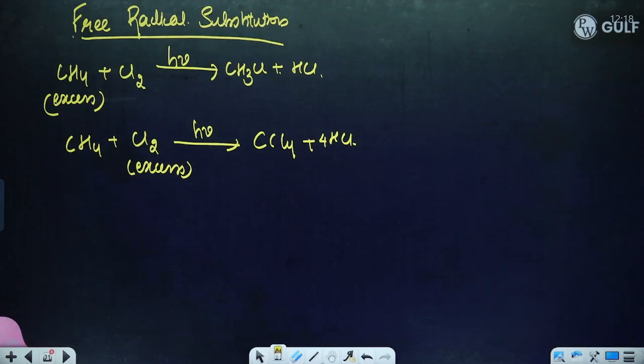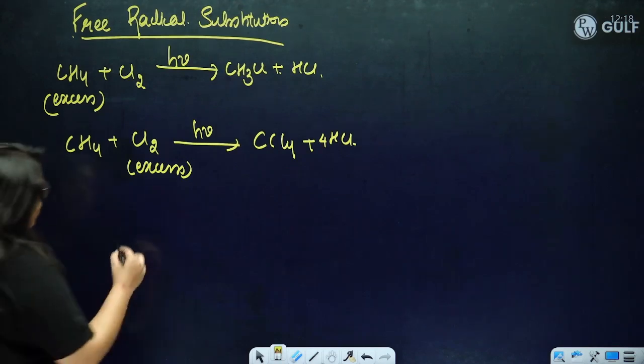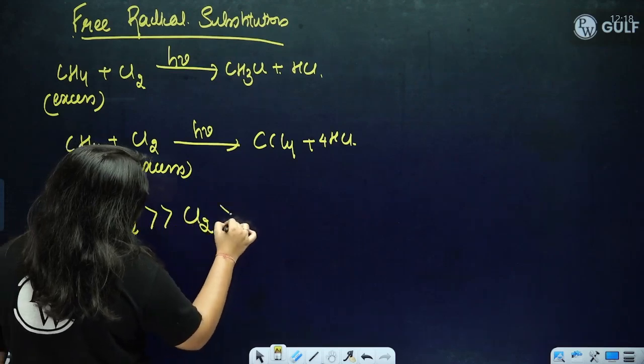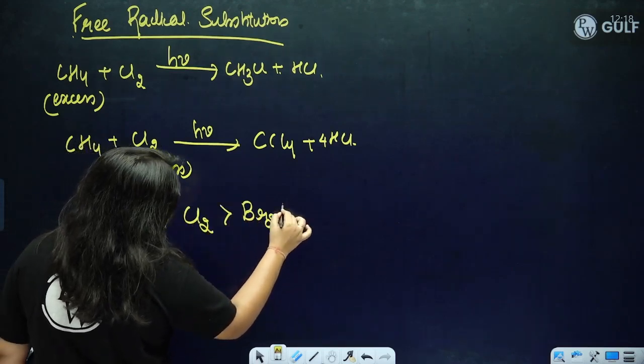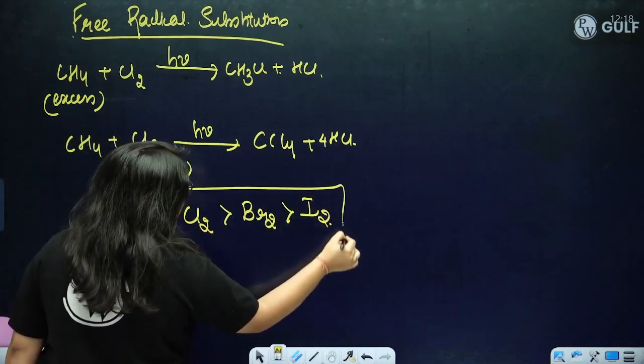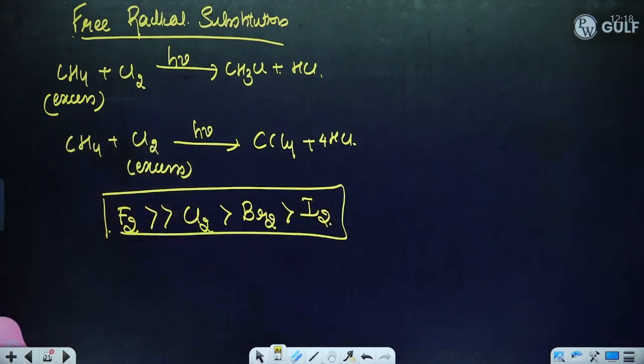Okay, the reactivity of fluorine is much greater than chlorine, which is greater than bromine, which is greater than iodine over here. That is, iodine is the least.